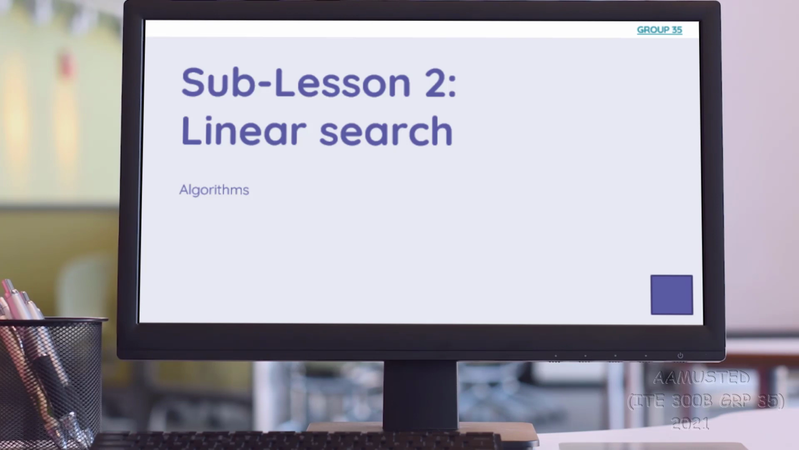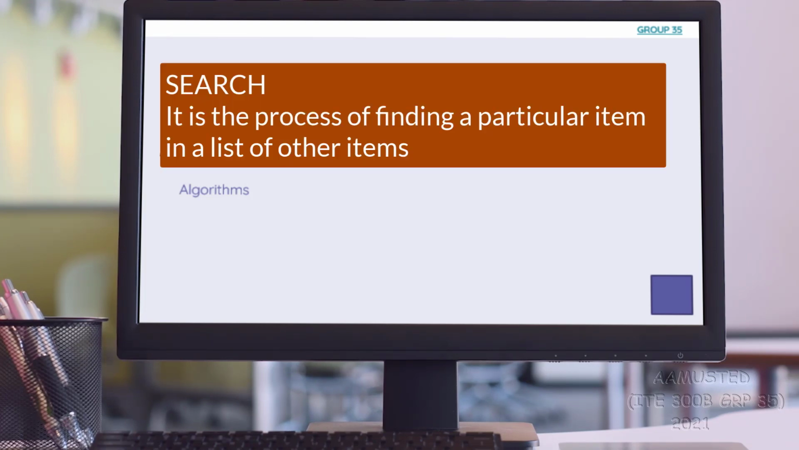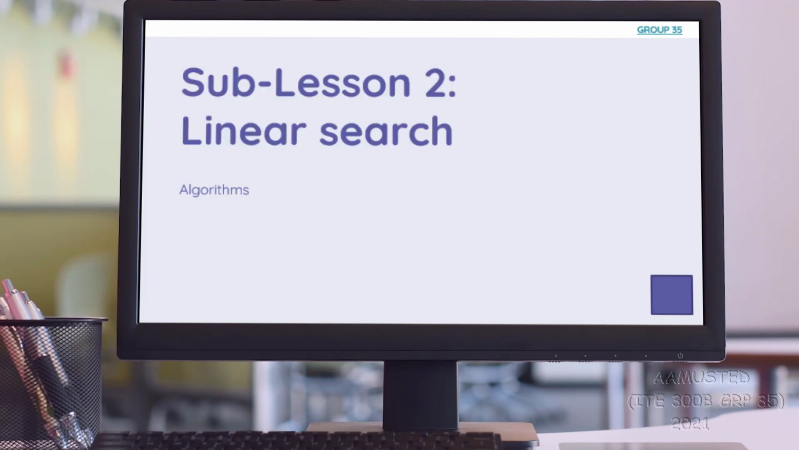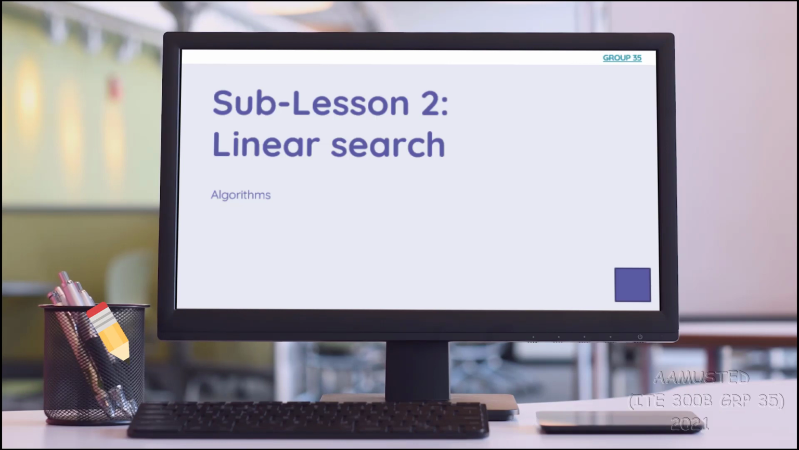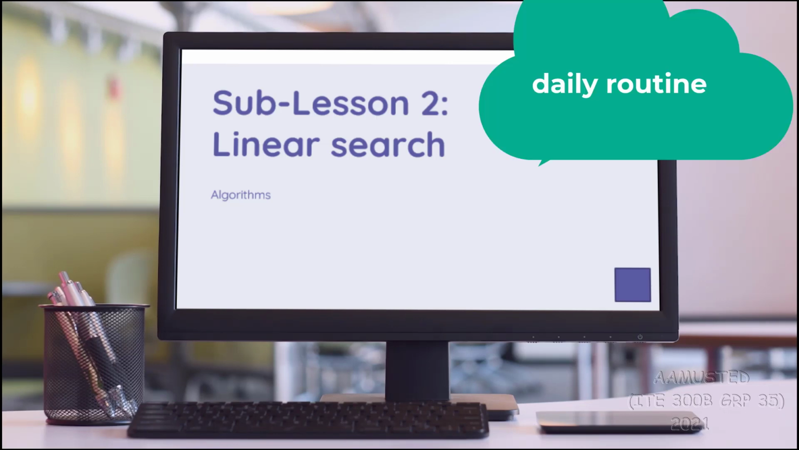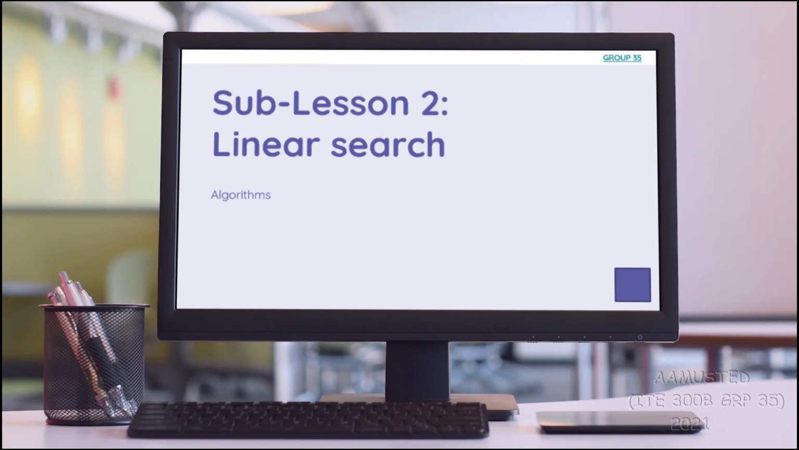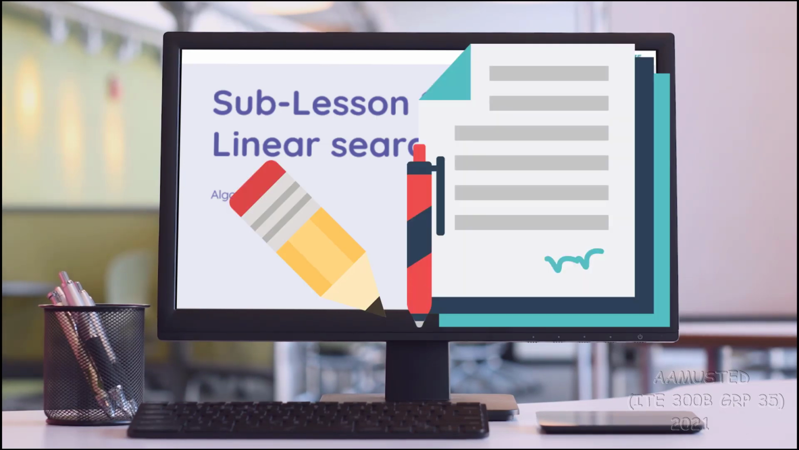Good. I hope we all understand what linear is. Now let's move on to search. Search is a process of finding something particular in a list of other items. So let's say, for example, you are finding your pencil among your pens. We say that you are searching for it. Searching is a daily routine that we go through each and every day of our life. We always have the need to search for items like pencils, pens, car keys, phone chargers, etc.